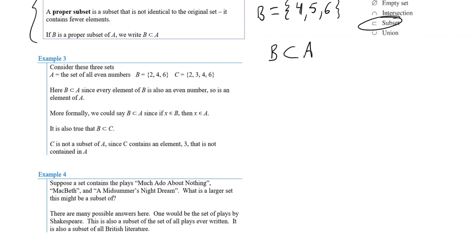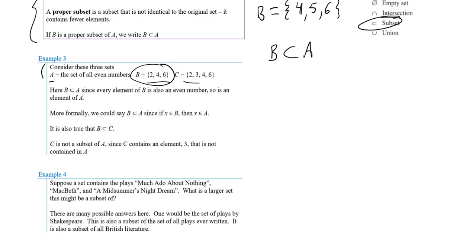So if we consider these 3 sets, we've got A is equal to the set of all even numbers, so all even numbers you can think of. And B is just these 3 numbers, and C are these 4 numbers. Then here we can say B is a subset of A since every element of B, 2, 4, and 6, is also an even number. So B is a subset of all of the even numbers.